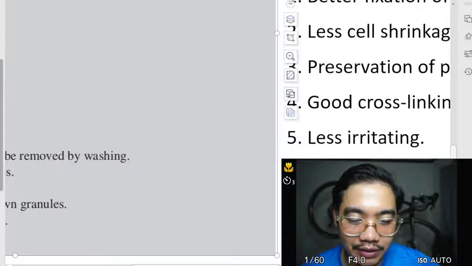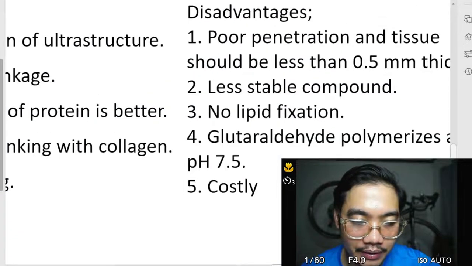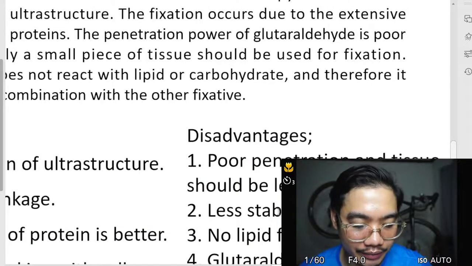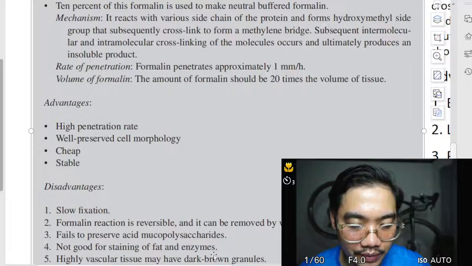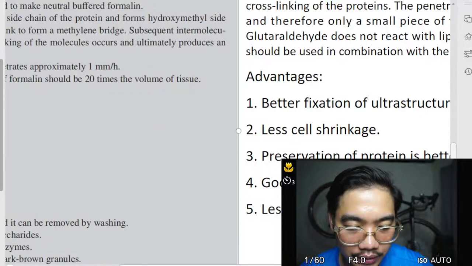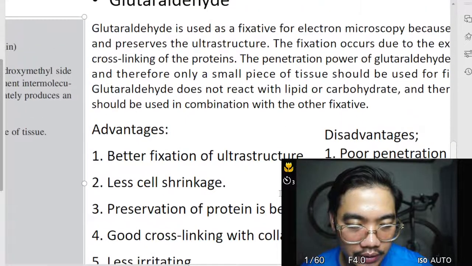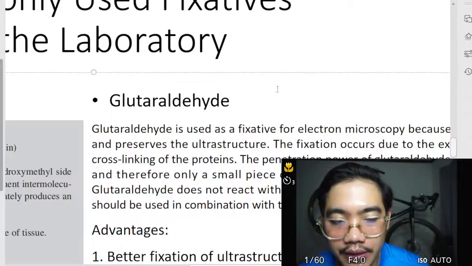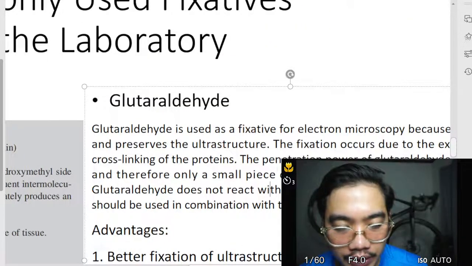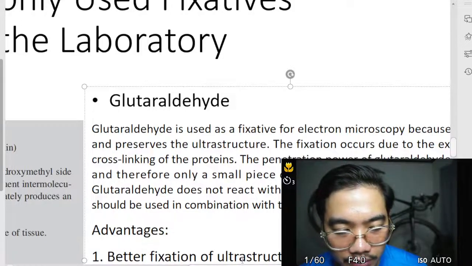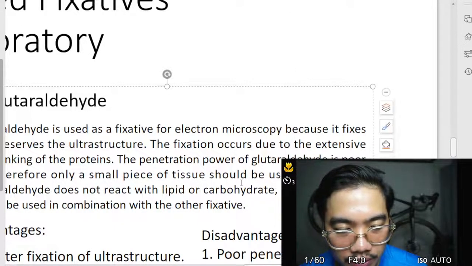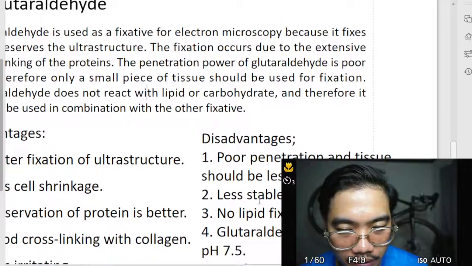So next up is your glutaraldehyde, no? Wait, technical difficulty. There, glutaraldehyde is used as a fixative for electron microscopy. Wait a moment. Is it there? Alright.